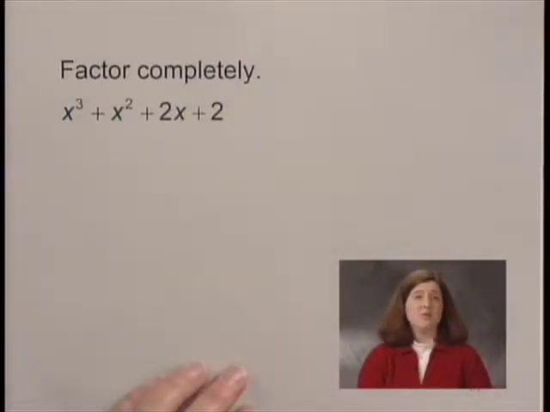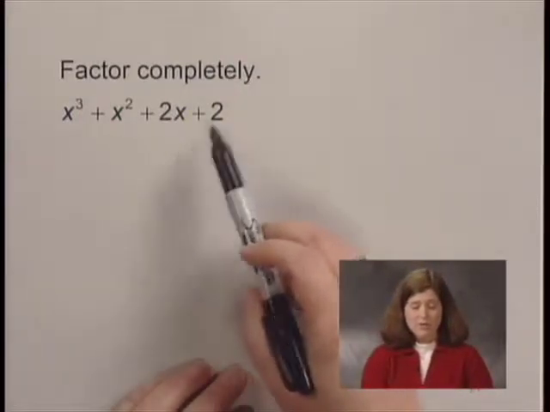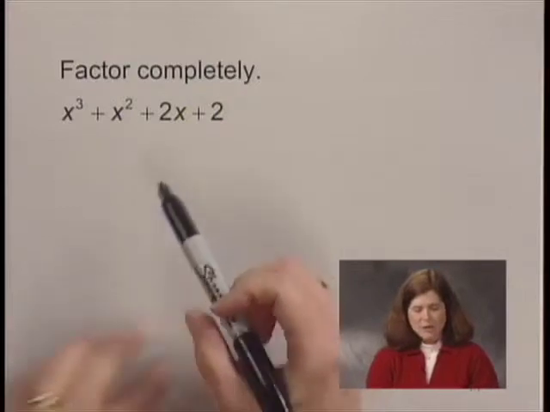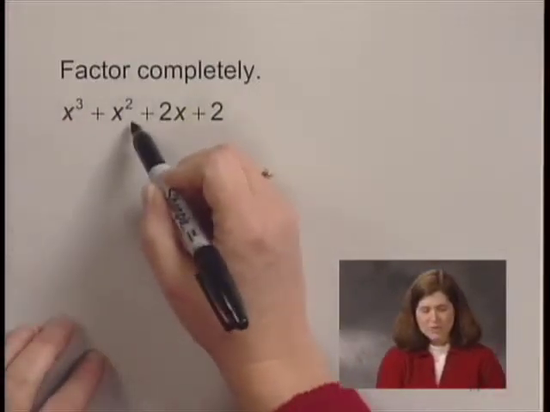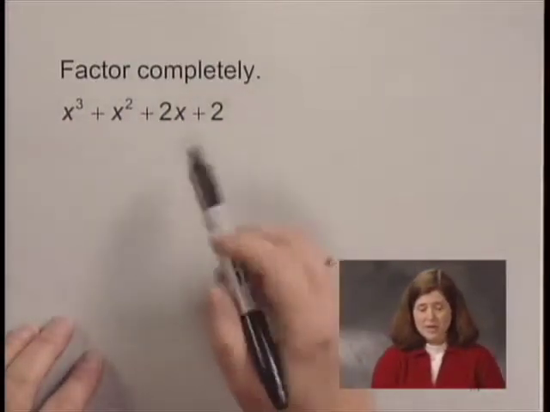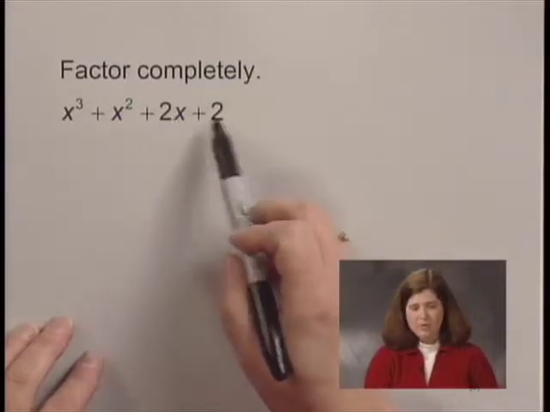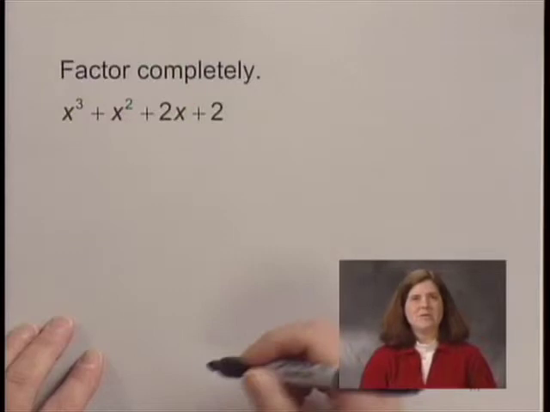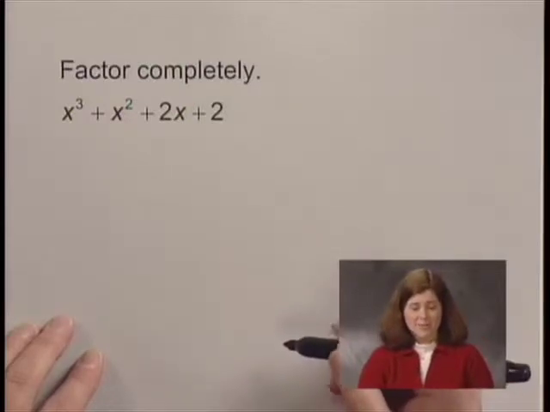Then we look at the number of terms. Here there are 4 terms. If there are 4 terms, we need to try factoring by grouping. I'm going to group the first 2 terms and factor out a common factor, and the third and fourth terms and factor out a common factor, and see when I'm done if I have a common binomial factor.